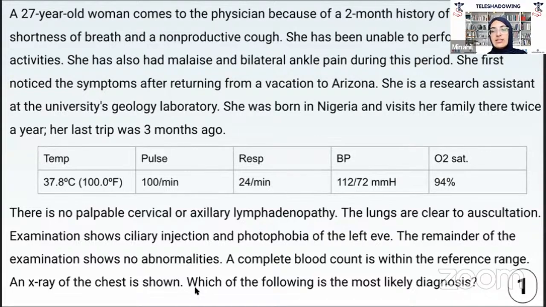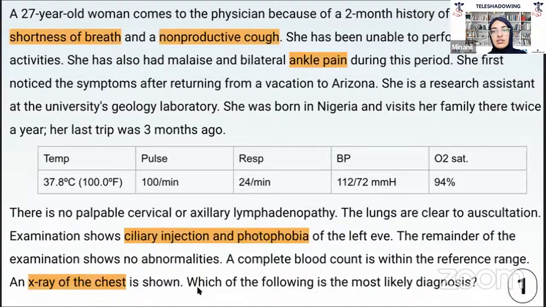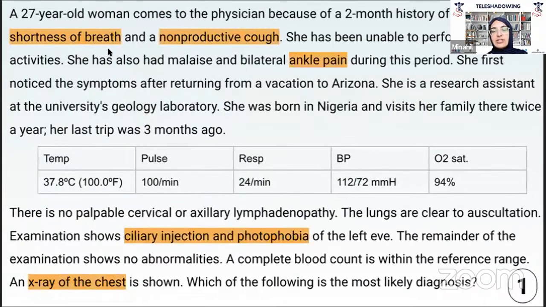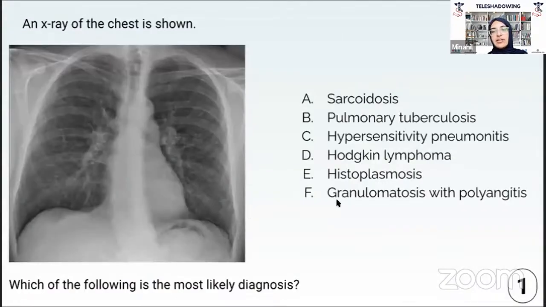So which of the following is the most likely diagnosis? I'll show you all the chest X-ray first. But basically, in this question, which of the following is the most likely diagnosis? The options are sarcoidosis, pulmonary tuberculosis, hypersensitivity pneumonitis, Hodgkin lymphoma, histoplasmosis, and granulomatosis with polyangiitis. We did not go over every single one of these diseases. Actually, we did briefly discuss Hodgkin lymphoma and hypersensitivity reactions. So, what does everyone think this question could be?